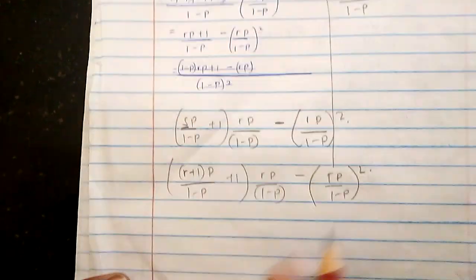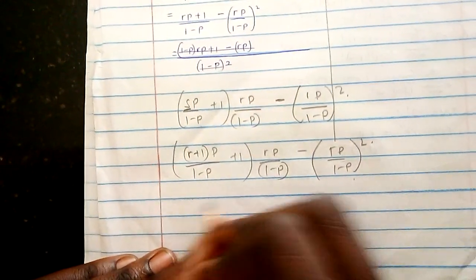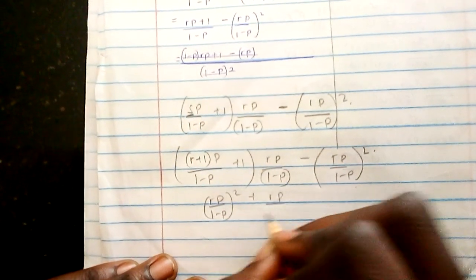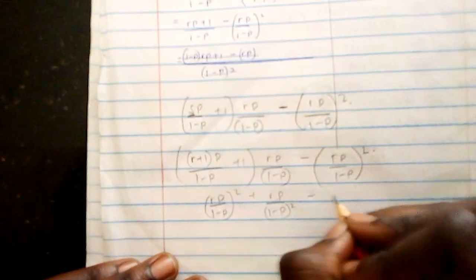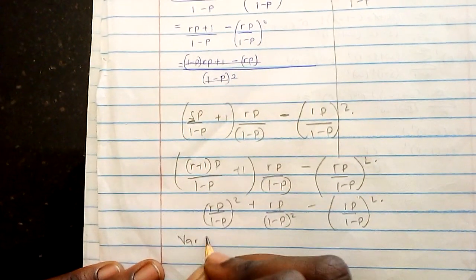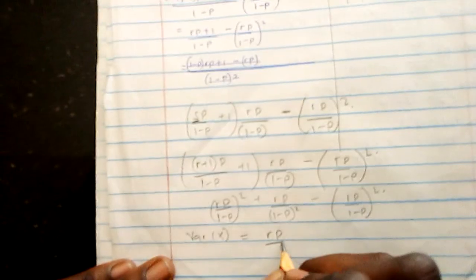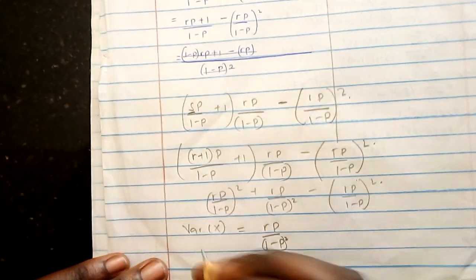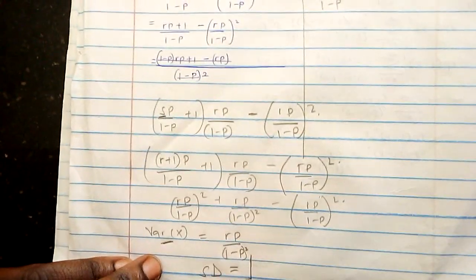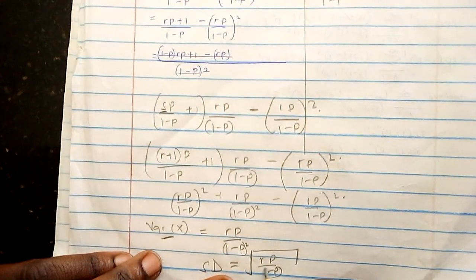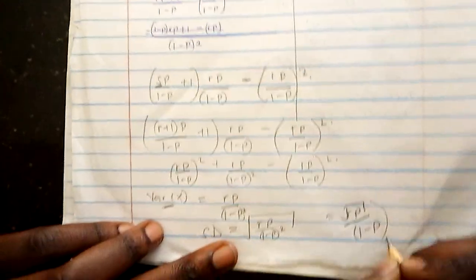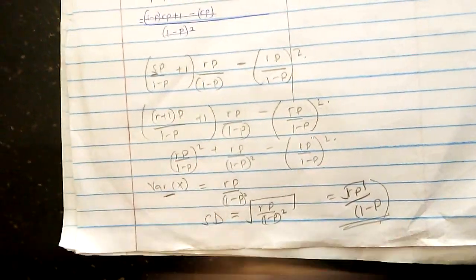Because of time, when you simplify this, you get rp out of 1 minus p squared plus rp out of 1 minus p squared minus this. You realize that your variance of x will be rp out of 1 minus p squared, right? But we are looking for standard deviation, not variance. So our standard deviation is going to be the root of rp out of 1 minus p squared, which is root of rp out of 1 minus p. So this is the standard deviation of the negative binomial.